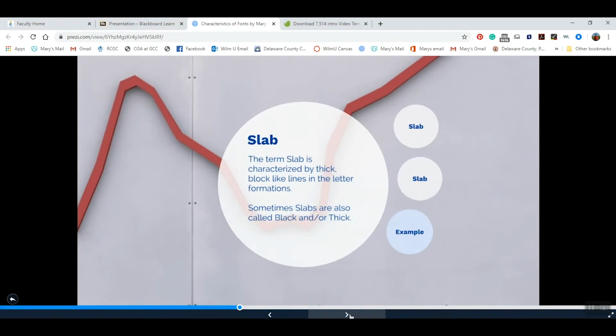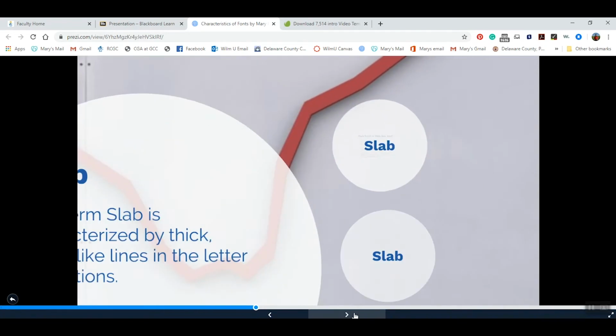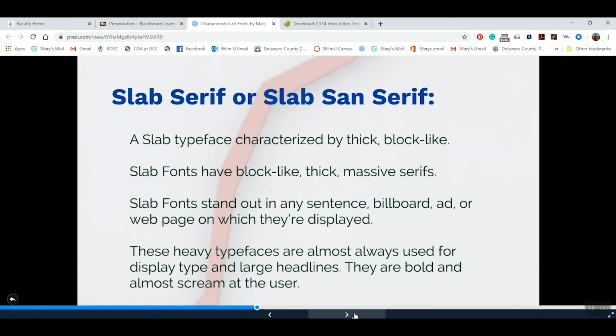Alright, the next type of font that we have, in terms of identifying, is something called a slab. Slab basically means thick or block-like, and slab can also be referred to as black or thick in terms of its characteristics. We also apply the term slab to serif and sans serif. So a type can be slab serif or slab sans serif. You wouldn't just refer to a type or font as just slab. It has to be either slab serif or slab sans serif.